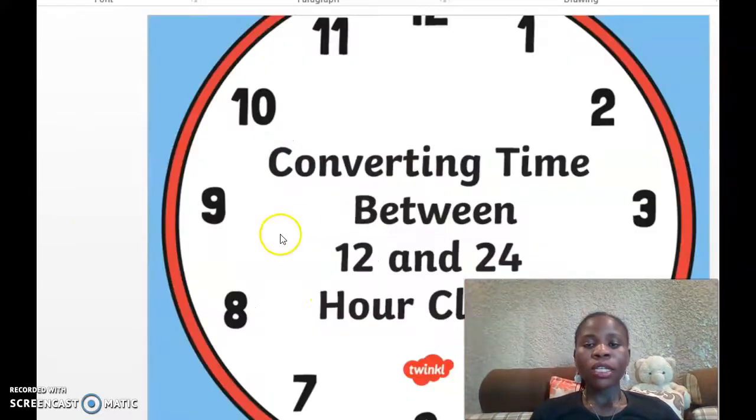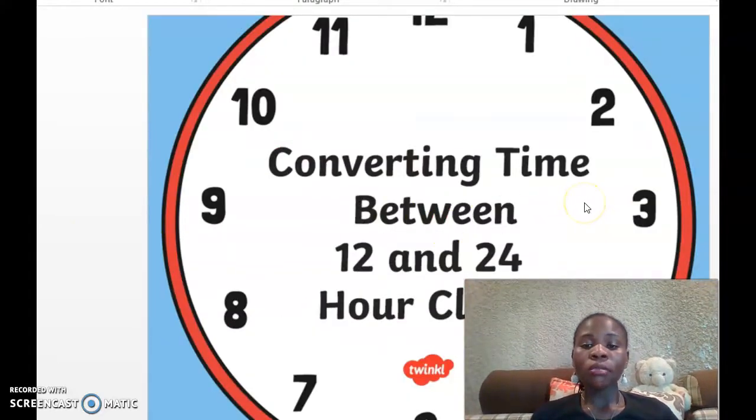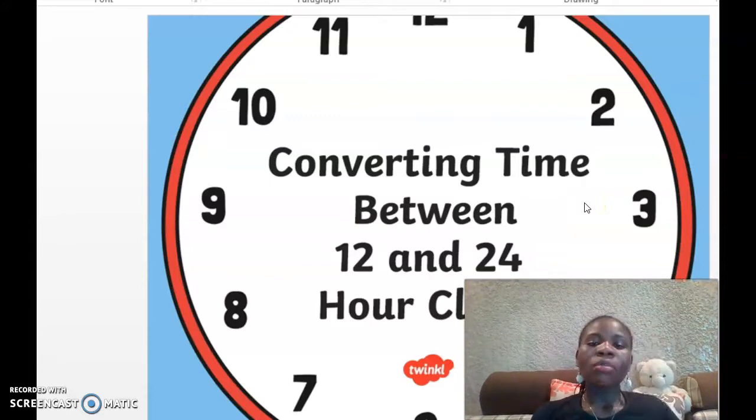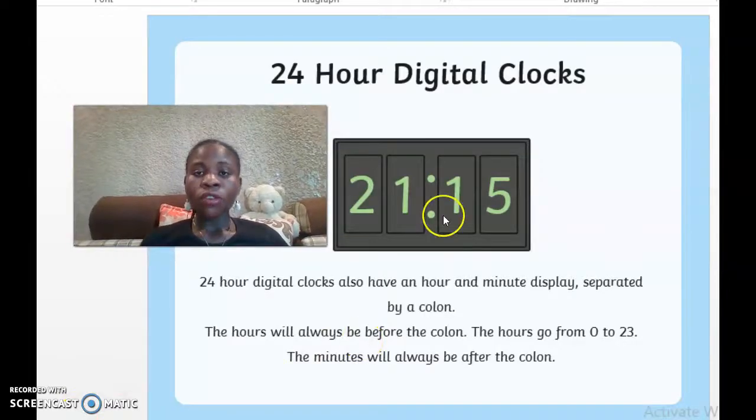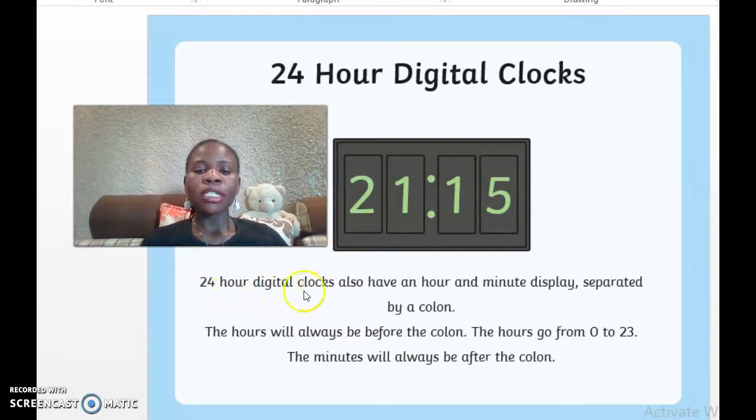So we want to look at how we convert time between 12 and 24-hour clock. A 24-hour digital clock looks like this. It's 21, then you have 2 dots, then 15. So 24-hour digital clocks also have an hour display, which is the 21, and a minute display, which is separated by the 2 dots.